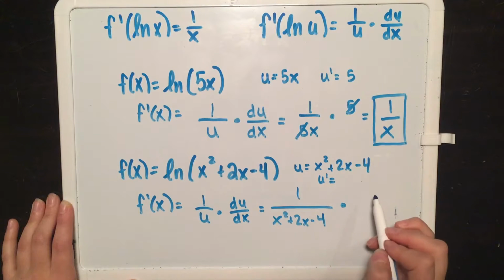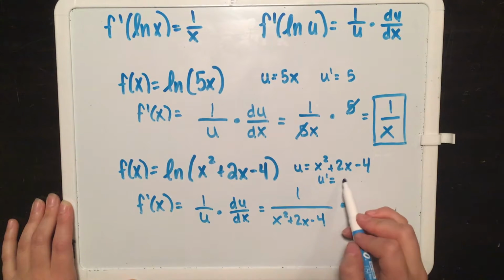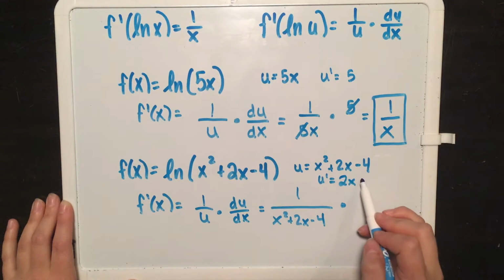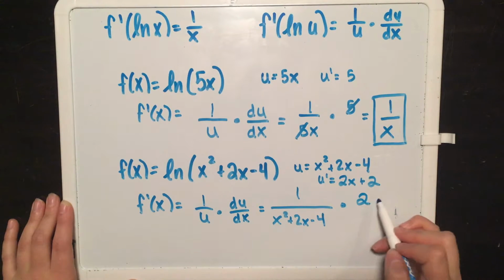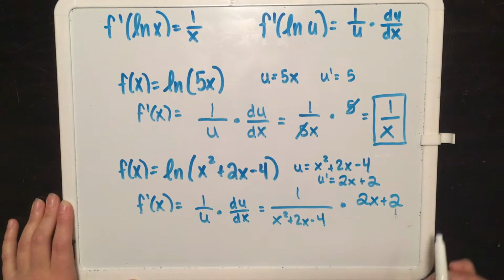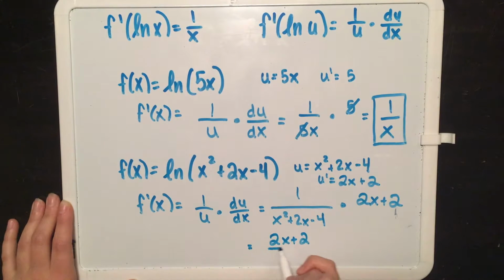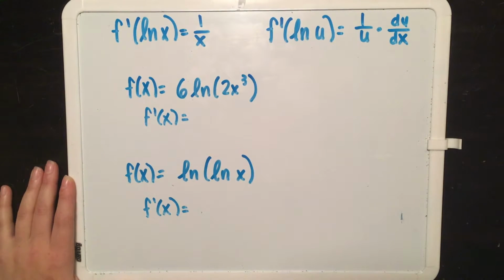u prime is just, using the power rule, 2x plus 2. So that is what we are multiplying this term by. And our final answer, when we combine, is 2x plus 2 over x squared plus 2x minus 4. And that is the derivative of our function f of x. I'm going to take you through 2 more examples.